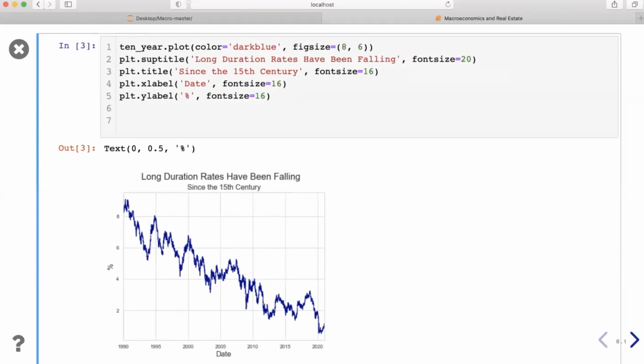So let's talk a bit about the current US economic cycle. Here I'm going to speed things up. I want to walk through some relevant empirical regularities. This is the 10-year US Treasury going back to 1990. Long duration rates in the US have been falling for a very long time. And this is relevant because arguably the 10-year US Treasury is the opportunity cost of capital for commercial real estate.